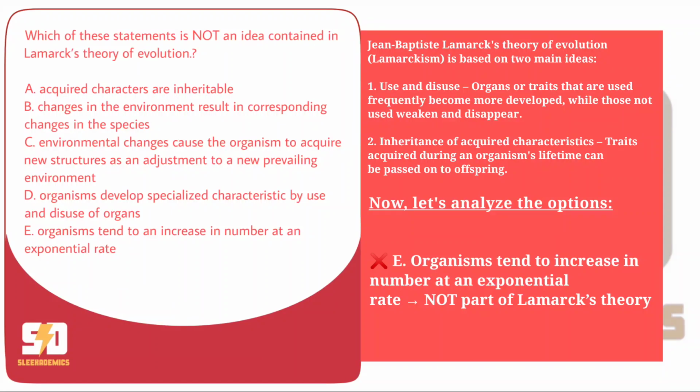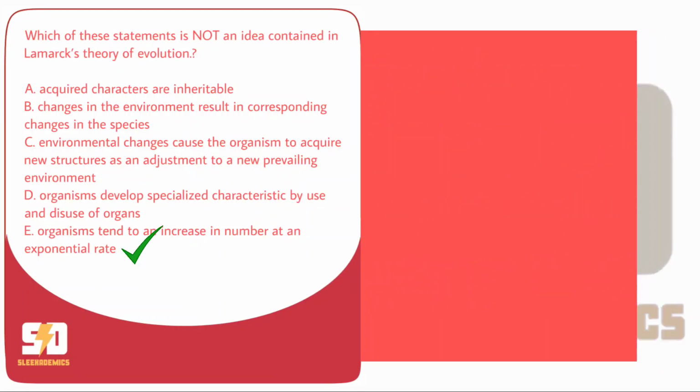Then finally, organisms increase at exponential rates. Now, this is not part of Lamarck's theory. This idea was actually associated with Malthus' population theory and Darwin's theory of natural selection, and not Lamarck. So the correct answer is E.